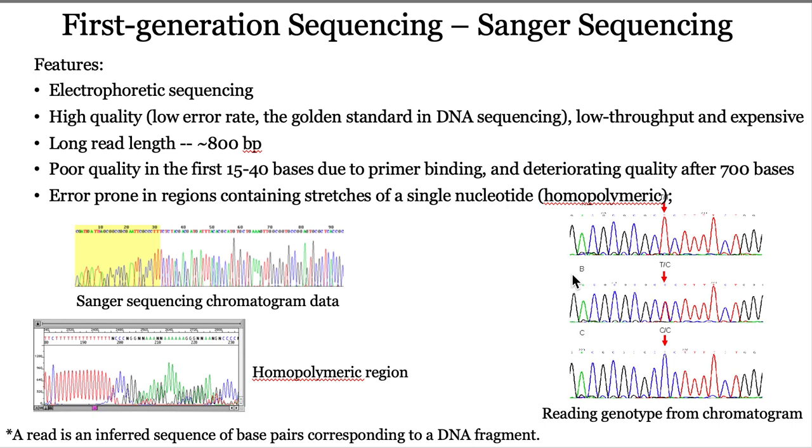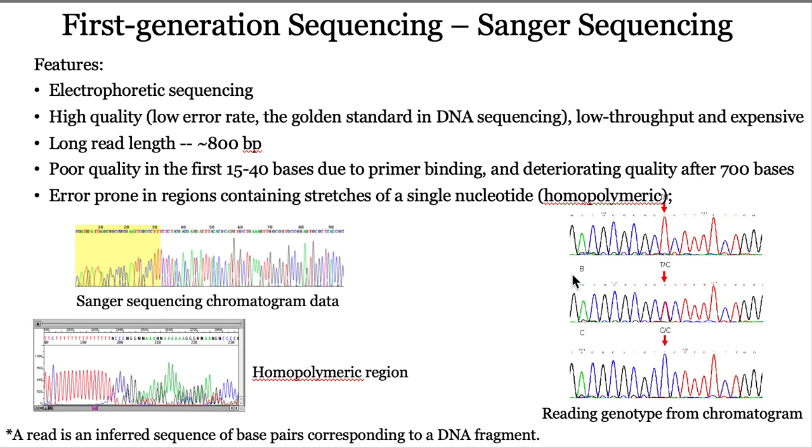If we go along this sequence to about 700 base pair or more, the sequencing quality will also drop. The reason is that if you want to separate DNA fragments that are really long, the sensitivity is not that good, and that's why the quality drops at long fragments.